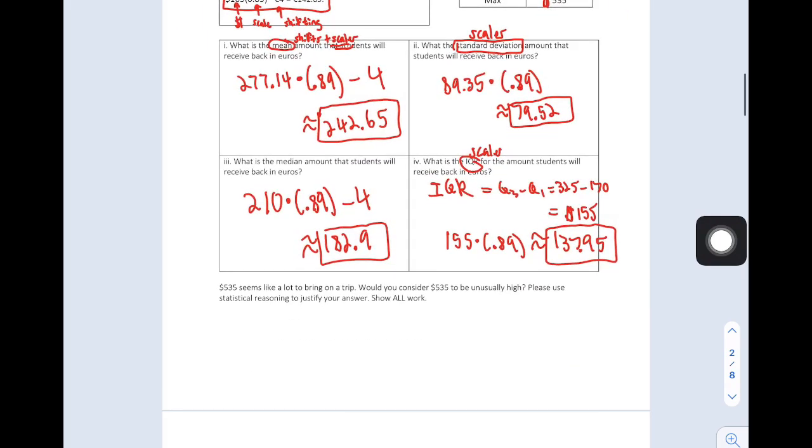All right, and then the last question here. $535 seems to be a lot to bring on the trip. Would you consider $535 to be unusually high? Please use statistical reasoning to justify your answer. Show all work.